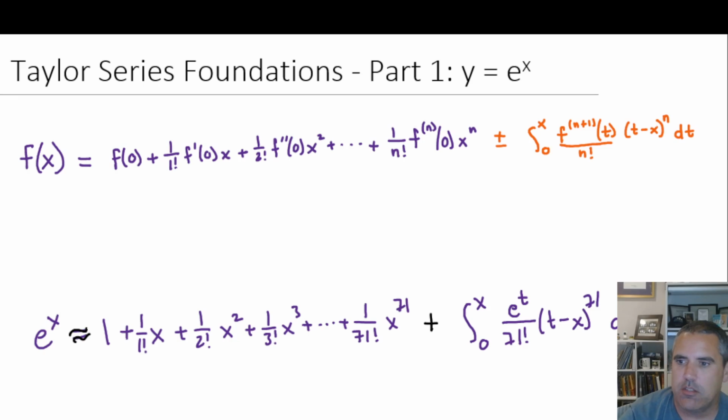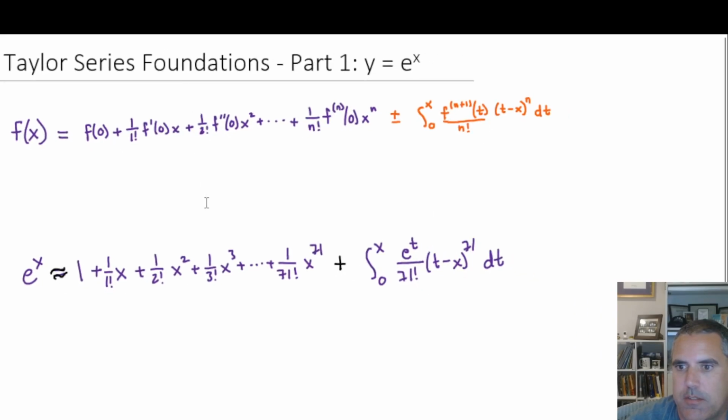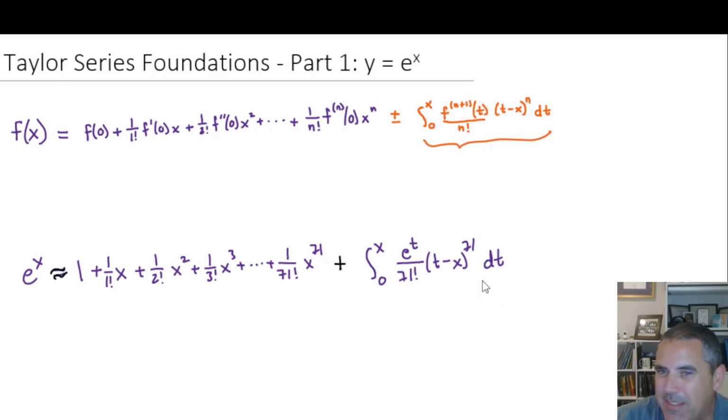So if this is interesting to you, that's what I'm going to do here. I'm going to do a quick snapshot of Taylor series. So let's go. I'm going to start with e to the x. At the end of this, I will explain where this is coming from and how we can understand this.